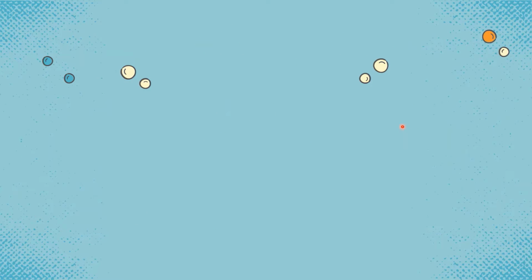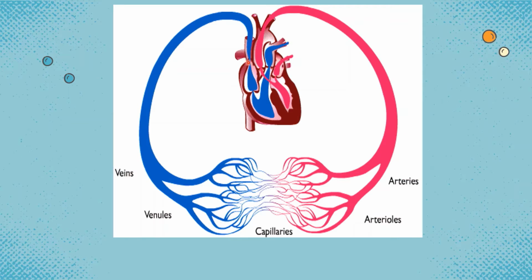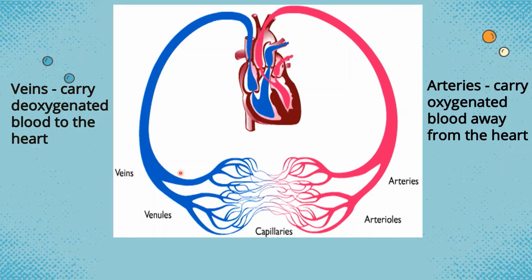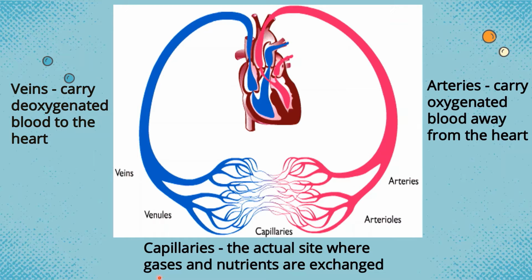There are actually three types of blood vessels. First are the veins that carry the oxygenated blood through the heart. Next are the arteries. Arteries are the ones that carry oxygenated blood away from the heart. And lastly, the capillaries. Capillaries are the actual site where gases, nutrients are exchanged.